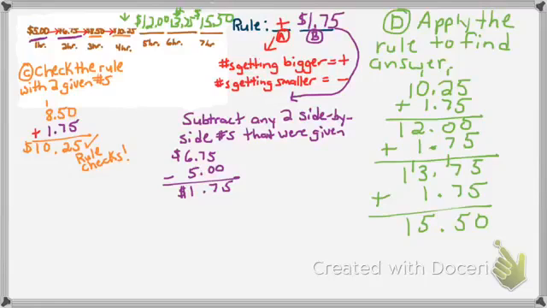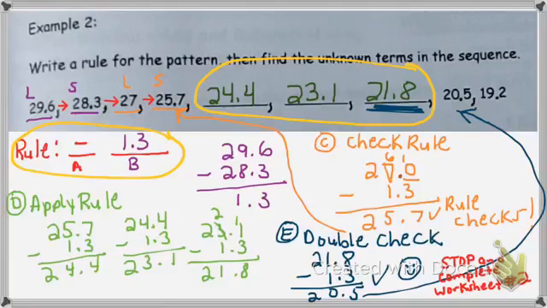Once you know your rule checks, you can go ahead and apply your rule to find the missing blanks. So here I took the last number that they gave me, which was $10.25. I applied my rule, I got $12. I applied it again for the next blank, I got $13.75. I applied the rule again, and I got my $15.50, which was the last blank that I needed. So it costs $15.50 to rent the canoe for 7 hours.